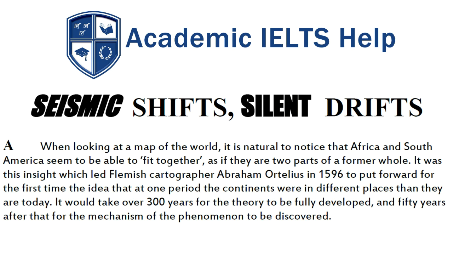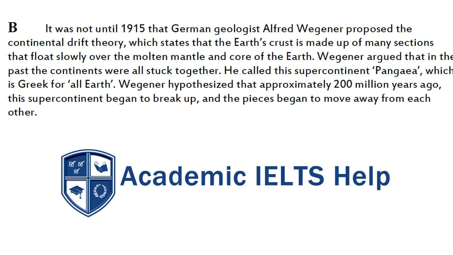It would take over 300 years for the theory to be fully developed, and 50 years after that for the mechanism of the phenomena to be discovered. It was not until 1915 that German geologist Alfred Wegener proposed the continental drift theory, which states that the Earth's crust is made up of many sections that float slowly over the molten mantle and core of the Earth.